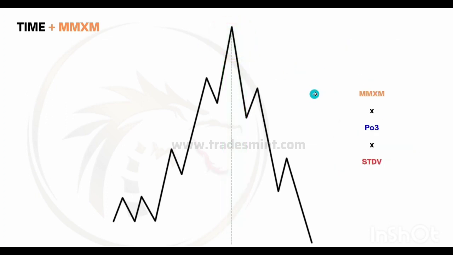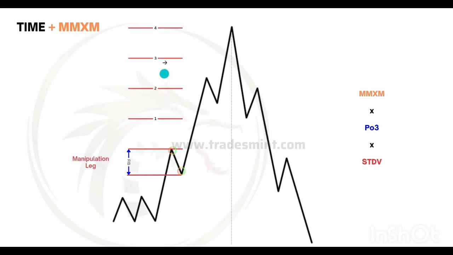Now, we can combine the market maker models with the power of 3 and standard deviations. Now, what do I mean by that? Well, post 12 a.m. New York midnight, we're expecting a drop lower. That retracement leg lower is the manipulation phase, where we expect our first stage of accumulation. Now, if we take a fib of that manipulation leg and anchor it from the high to the low, and we project deviations of that range upwards, we can get an indication of how high the buy program can reach for. In this case, we get 4 standard deviations.